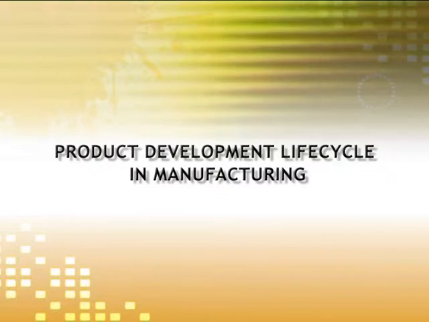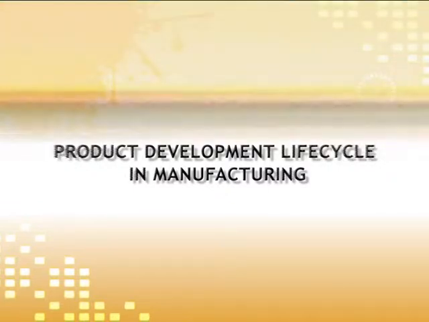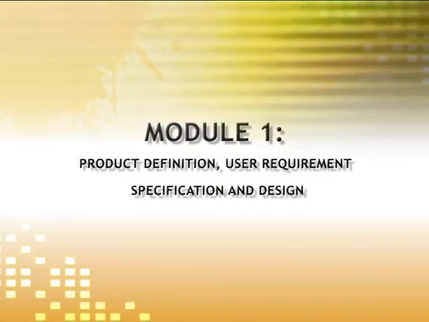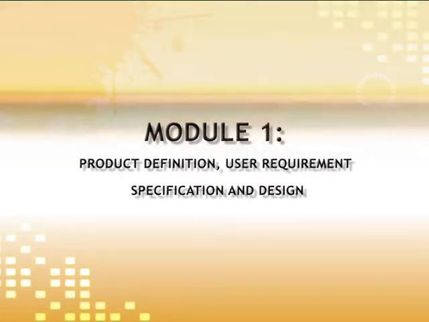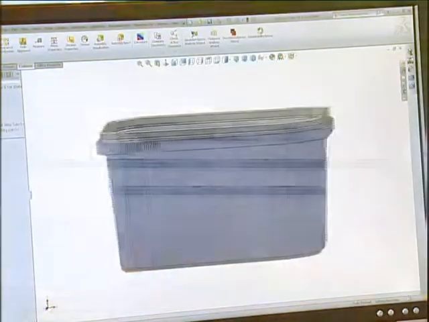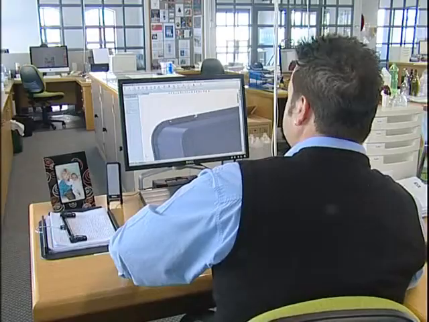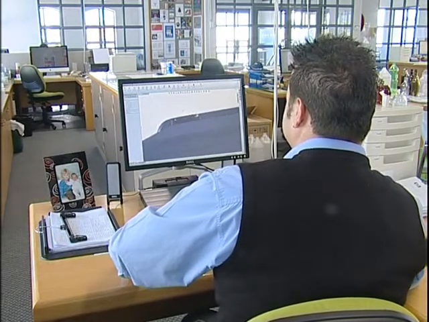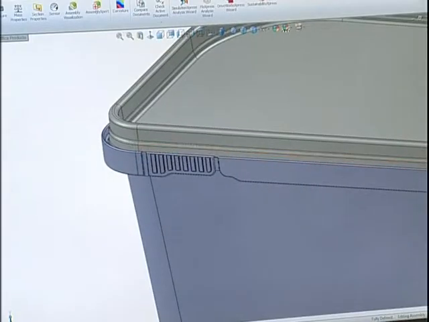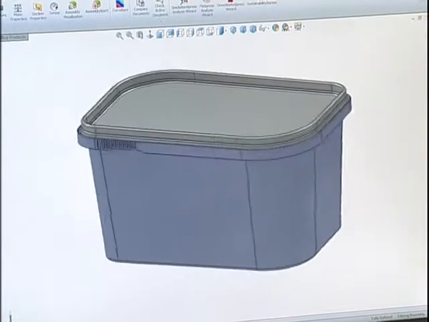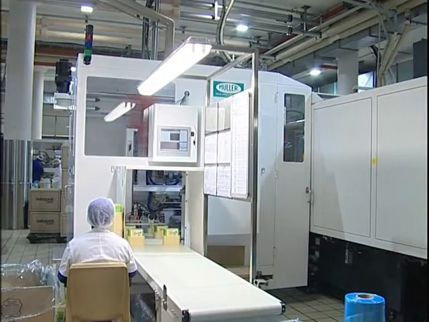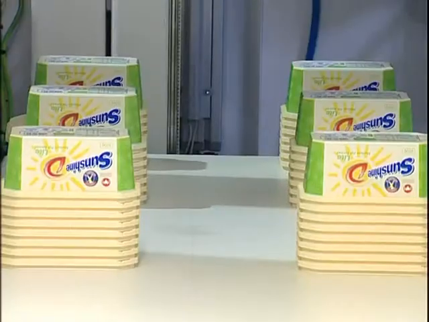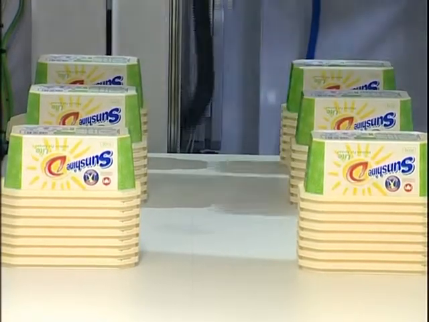Product development lifecycle in manufacturing. Module 1, Product Definition, User Requirement Specification and Design. Module 1 will provide you with an insight into the way user requirement specifications are defined and new products are designed. The design and manufacturing of a plastic tub for the food industry is used as a case study.